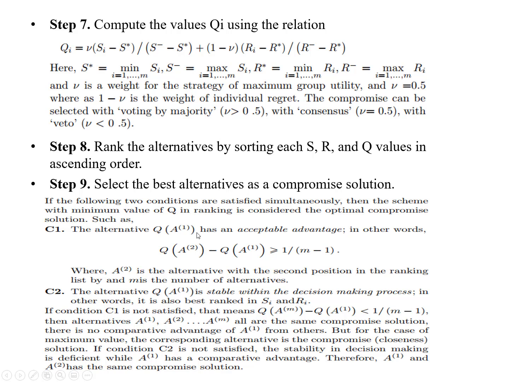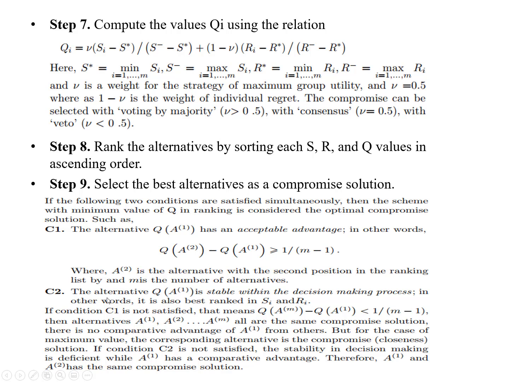The first condition: the alternative A1 has an acceptable advantage. A1 is our first priority and A2 is our second priority. So you take the Q value of A2 minus the Q value of A1, the alternative on top, and check that it is greater than or equal to 1 divided by m minus 1, where m is the number of alternatives. If this condition is fulfilled, then your ranking is alright. A2 is the alternative in the second position in the ranking list.